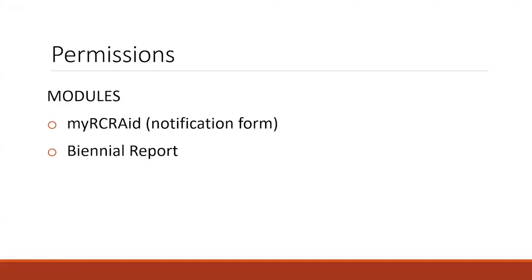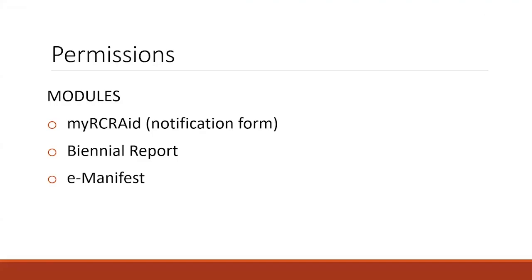And then biennial report is a separate module. So your biennial report includes that same form, the notification form. It's often referred to as the site ID form or the SI form when it's part of the biennial report, but it's actually the same form. So it's going to look really familiar to you. So this is a separate permission for the biennial report module. And of course, that's where you're going to need permission to do the BR.